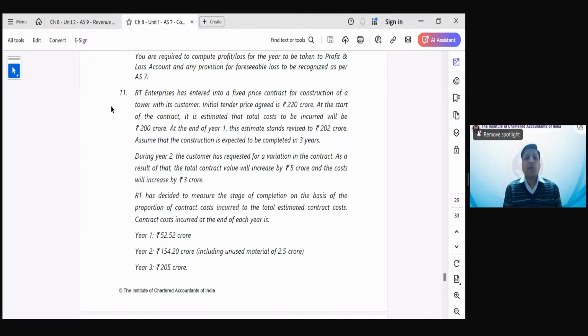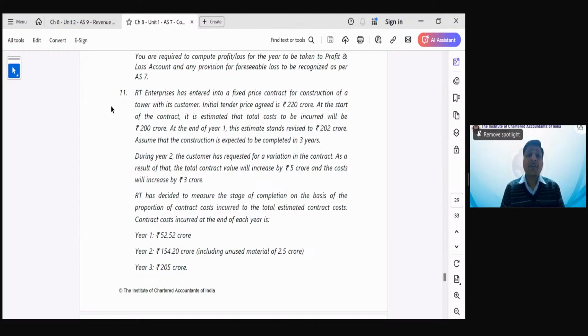The life of the contract is 3 years. During year 2, the customer has requested a variation in the contract. So what is going to happen now during year 2? Due to the variation, the revenue will change. The contract value will increase by 5 crore, so instead of 220, it will become 225.